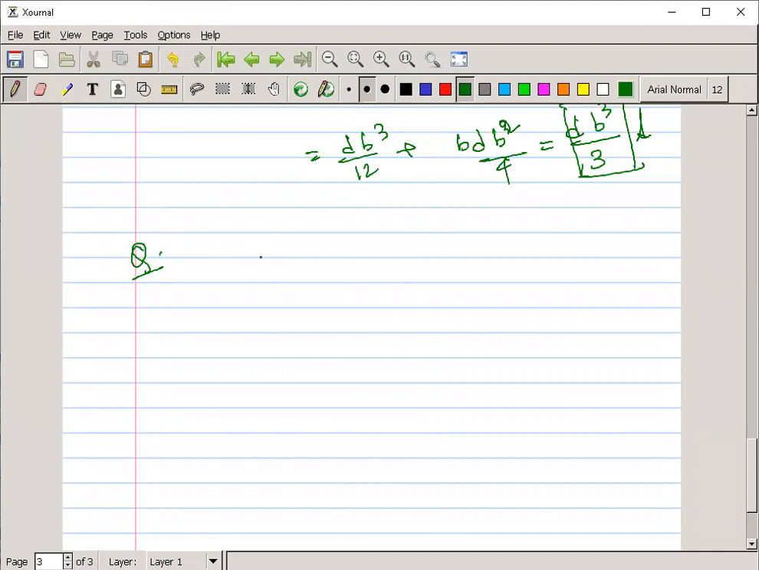Suppose another condition, a rectangle which is hollow inside, and this is the centroidal axis. For this case, can anybody tell me how we can solve this type of problem? Can anybody tell me?